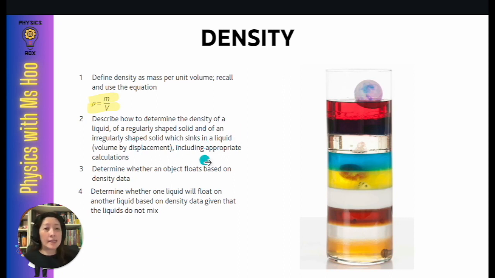So normally in this case, the question will give you various data. You need to know what to minus, what to take and multiply and divide. So it's a matter of just reading the question carefully and using the data accordingly. You also need to be able to determine whether an object floats or sinks based on the density data, as well as how liquids are able to float or sink compared to one another.